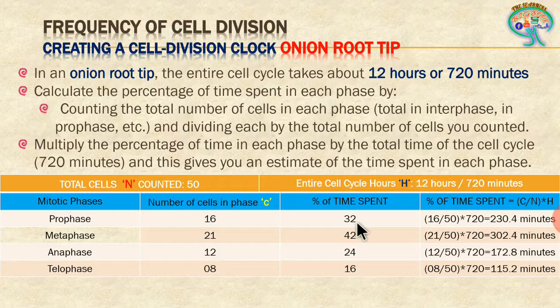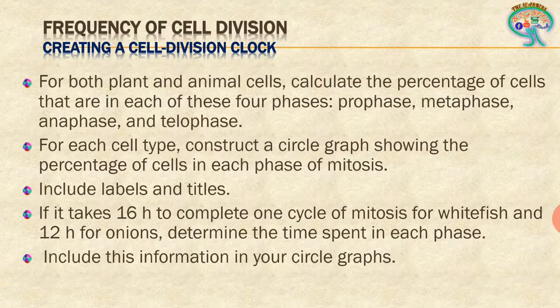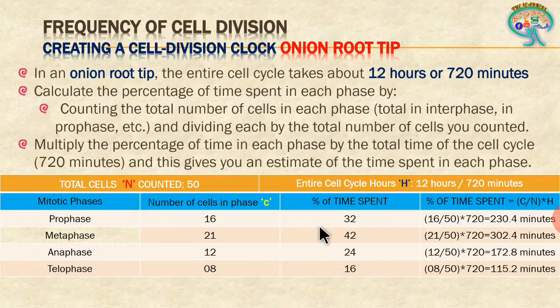Now, like this we are going to do all the calculations where we are going to get the percentage of cells in each phase of the mitosis of the particular observed area, that is 32% of prophase, 42% of metaphase, 24% of the anaphase and 16% of the telophase. The same percentage is also considered to be the percent of time spent. This is the percent of time spent which we consider for the percentages of the phases.